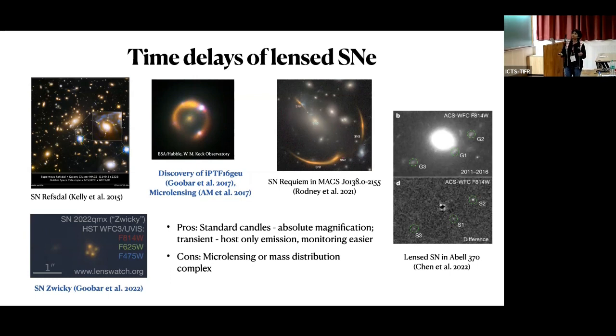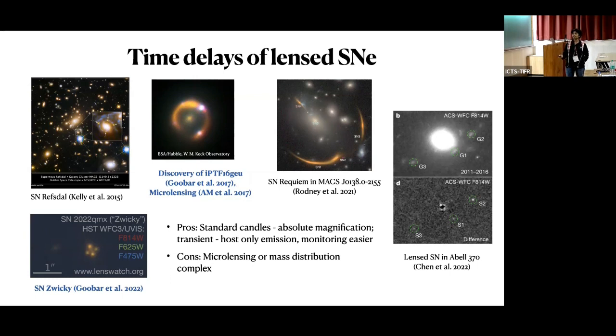At the moment, I think there is only one or two lensed supernovae of type 1a that we know of in the literature. So this field looks really promising. As I mentioned, the pros are that this is a standard candle.